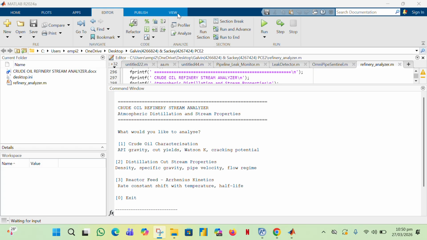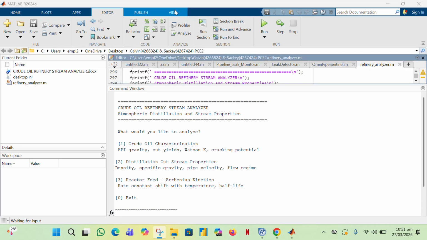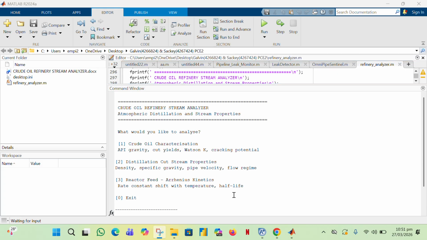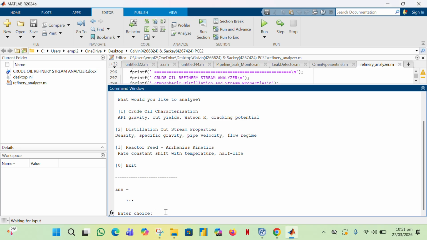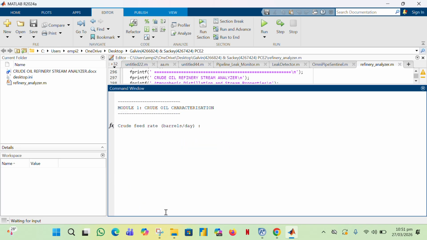And the title is Crude Oil Refinery Stream Analyzer, Atmospheric Distillation and Stream Properties. It gives 3 models to choose from. Here we have model 1, which is crude oil characterization, model 2, distillation cut stream properties, and model 3, reactor feed, and 0 to exit the application. We are going to go through all the 3 of them, but let's start with model 1.